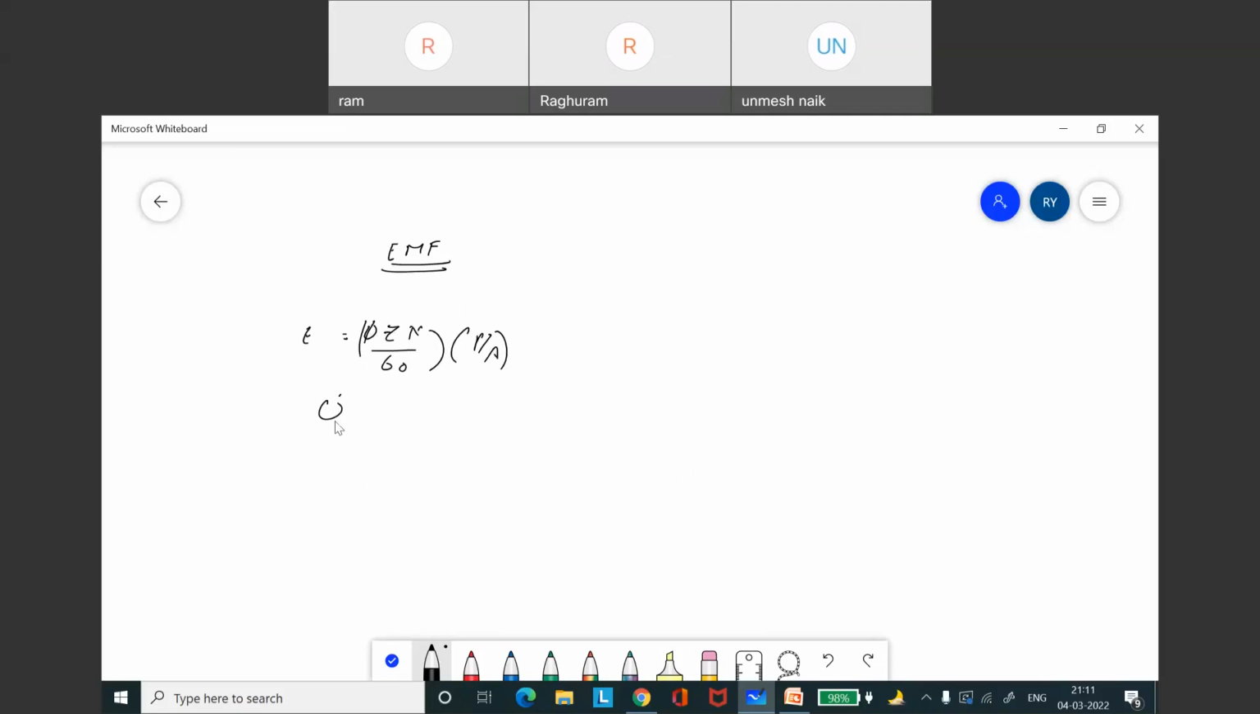Phi is the flux produced by each pole. Let P be the number of poles. So the total flux produced by all poles will be P into phi. Now let N be the speed of the armature in RPM. N is rotations per minute, so the time taken for one revolution will be 60 by N seconds. You have to take it the other side. Okay. Got it?